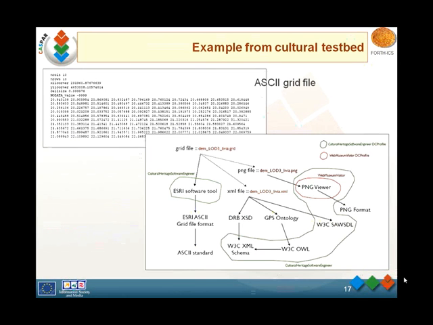Here is another example from the cultural testbed. This is an ASCII grid file, and below we can see the dependencies of that file.